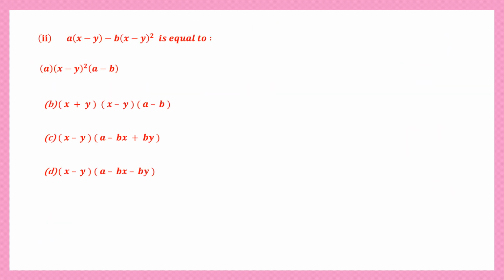Question 2. Now here we have a into x minus y minus b into x minus y the whole square. What is that equal to? So let's write that down. A into x minus y minus b into x minus y the whole square.